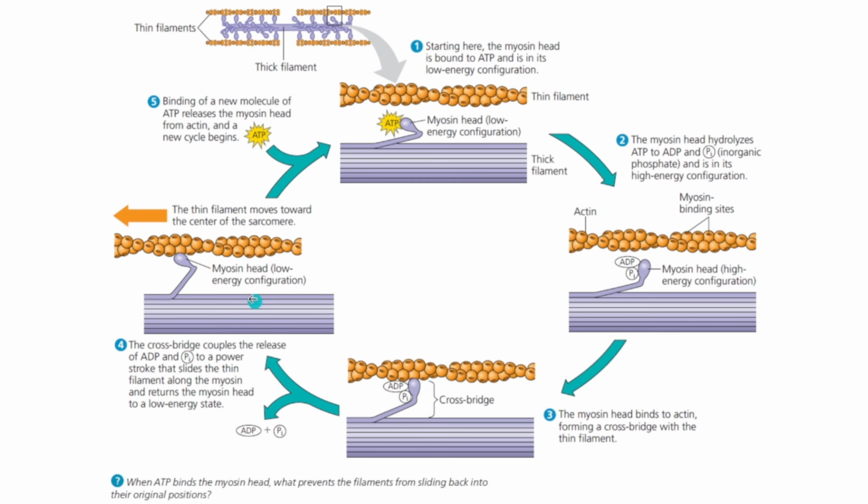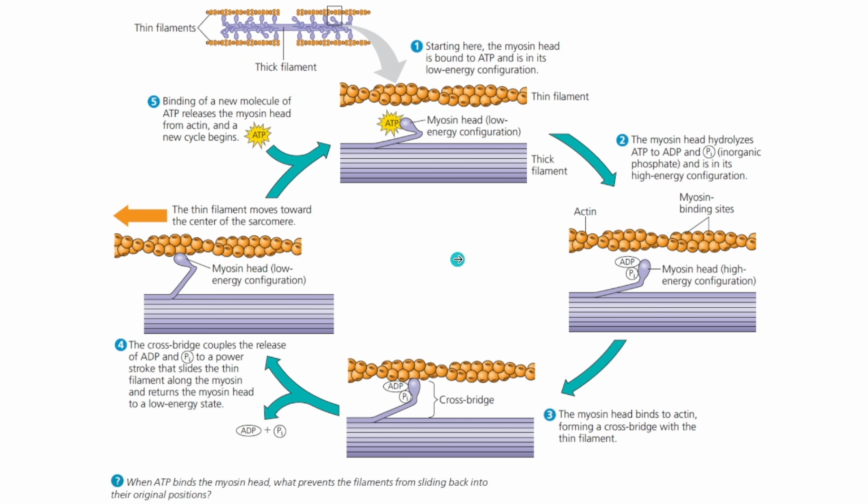Okay, so after it moves the thin filament to the center of the sarcomere, it will become back to the low energy configuration state, and this myosin head will lay down again. It will be like this, lay down again, and then they will have another ATP. For now, your cross bridge is already broken. No cross bridge anymore.